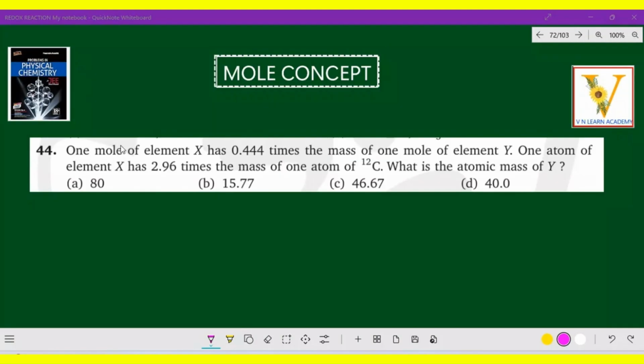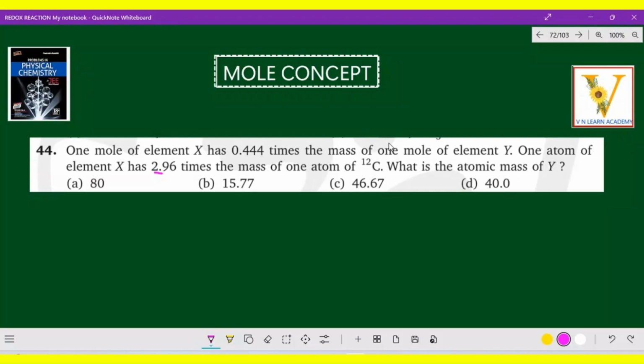And of course, the next question: 1 mole of an element X has 0.444 times the mass of 1 mole of element Y. 1 atom of element X has 2.96 times the mass of 1 atom of carbon 12. What is the atomic mass of Y? See, they have given the mole relation of Y, and 1 atom of X has 2.96 times the mass of 1 atom of carbon 12. It is like a puzzle only.